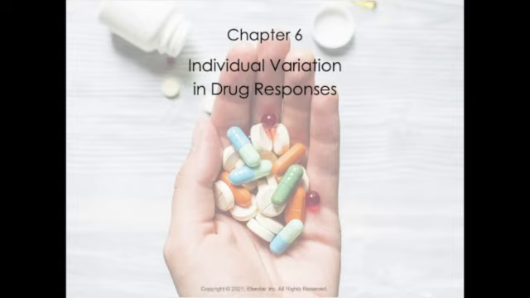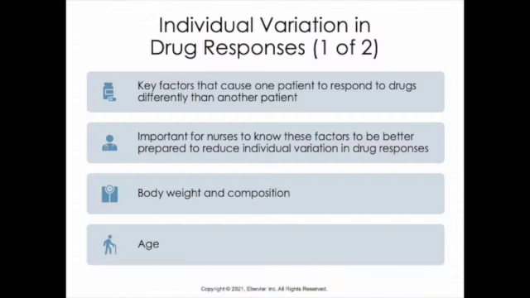Now we're going to talk about individual variations in drug responses. So really brief, 3 slides talking about the variation in drug responses. The components are body weight and composition. The intensity of some of the drugs and the response to the drug is determined by the concentration of the drug at the site of action. So the higher the concentration, the more intense the response is going to be. Therefore, body size can be a significant determinant of how the drug is actually going to affect the body.